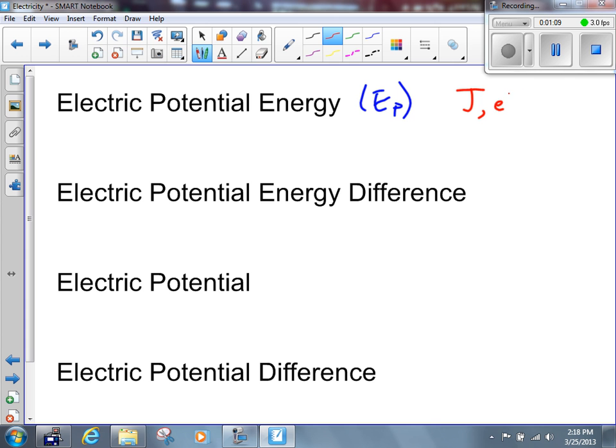Now, every once in a while, we may use electron volts. We know how to convert joules to electron volts and electron volts to joules, right? And we'll do that in a few minutes here just as a practice. Most times joules, sometimes electron volts.